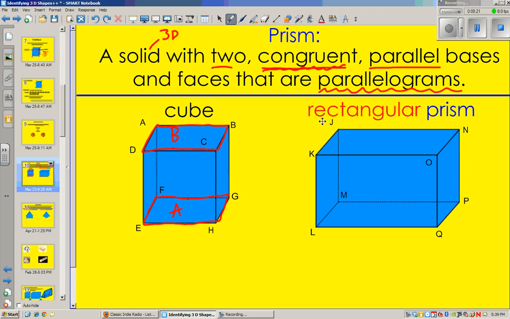Here's another kind of prism. This is a rectangular prism. Now, it's a rectangular prism because at least one of its faces is a rectangle. A cube is a special kind of prism because all of its faces, all of them are squares. Now, a rectangular prism can have some square faces, like this one does, here and here, but some of its other faces are not. So then we call it a rectangular prism.